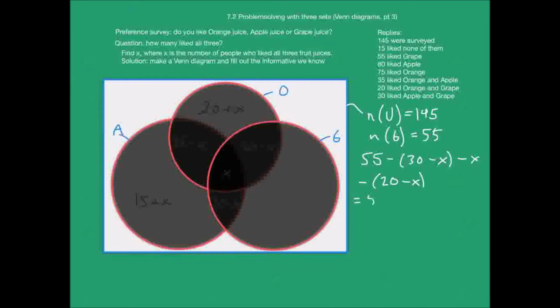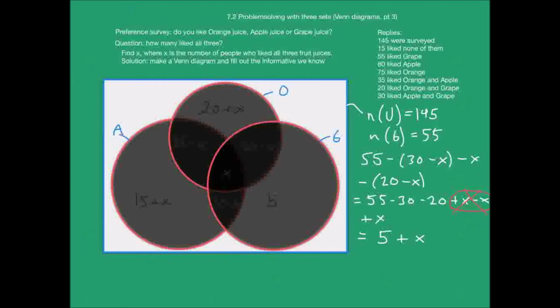Equals 55 minus 30 minus 20. And now we know that we're going to end up with 1x here, right? So this just goes away. And we're left with 55 minus 30 minus 20, so that's 5. Oops. 5 plus x. And that's what we write here.